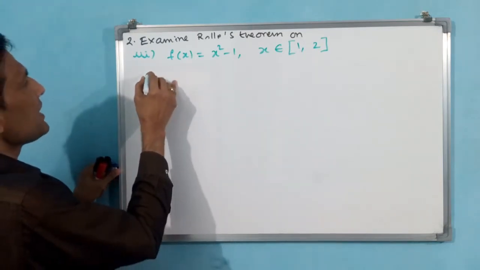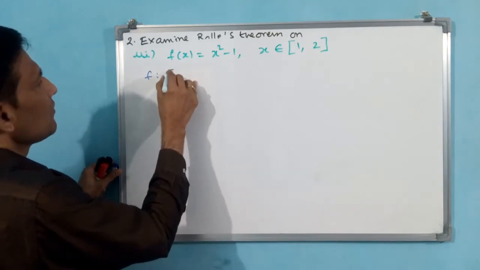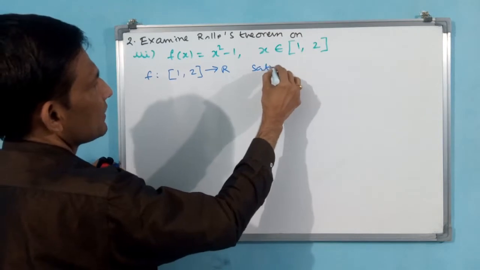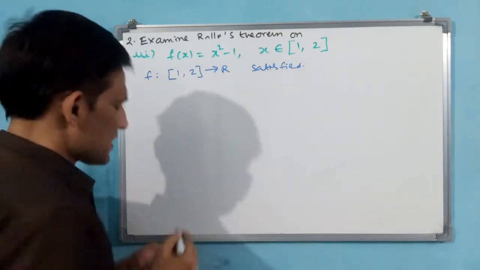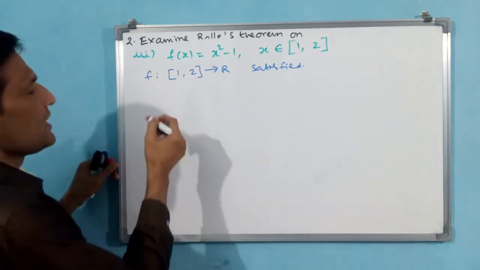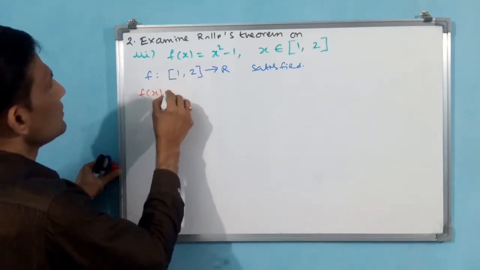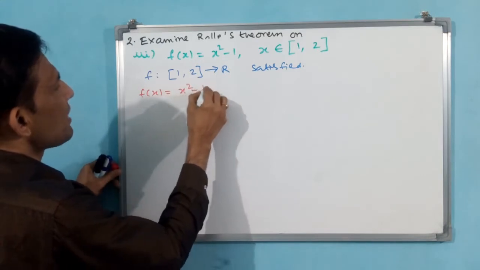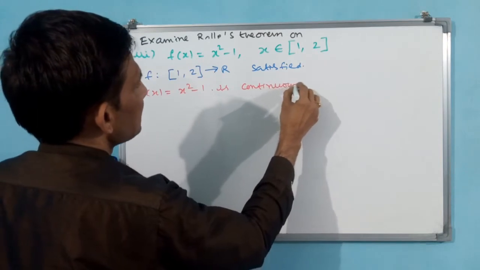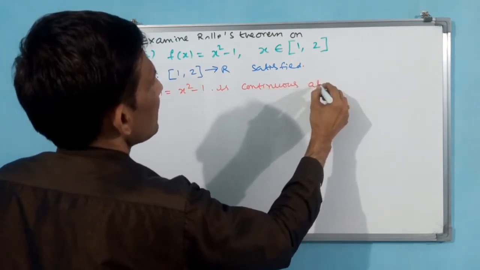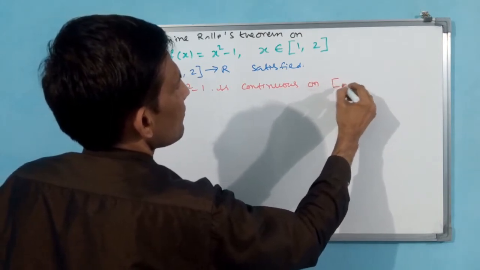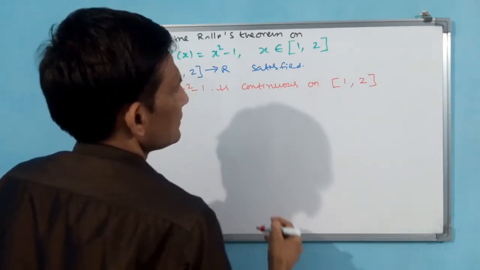First of all, let me write like this: f from closed interval 1, 2 to R is satisfied. Okay. The first condition is satisfied. This is a real valued function, or real function. Continuity next. F of x is equal to x square minus 1 is continuous on the closed interval 1, 2.